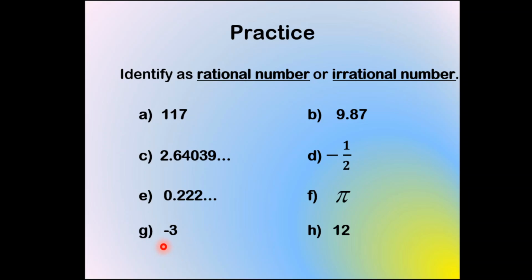On letter G, we have negative 3. Now, negative 3 is what? Is it rational or irrational? Correct. Negative 3 is equal to negative 3 over 1. So this one is a rational number. Lastly, letter H, we have 12. Now, 12 is what? Right, it's equal to 12 over 1. So we can write this as a fraction. That means this is a rational number.